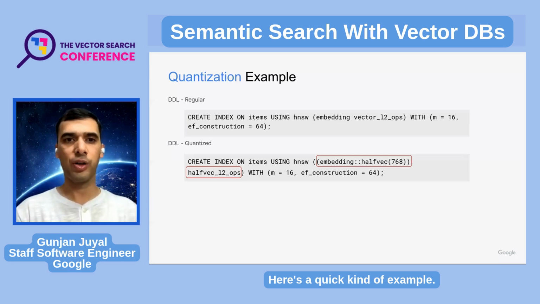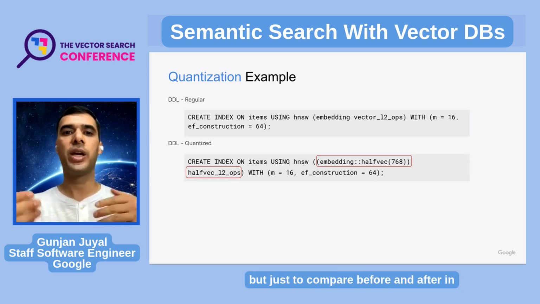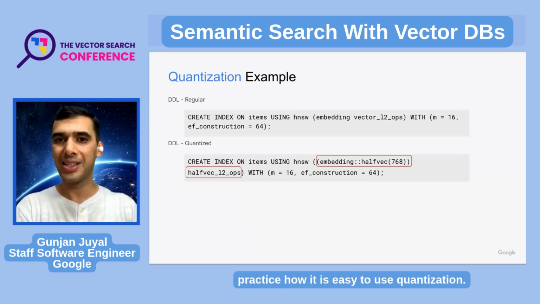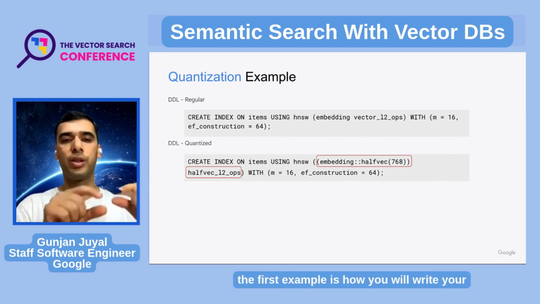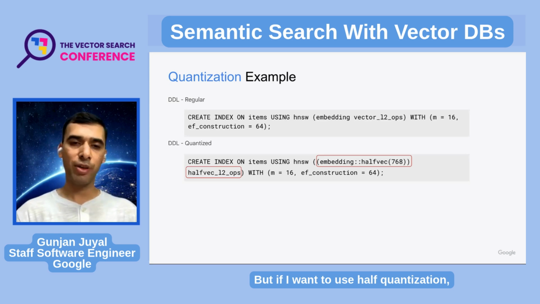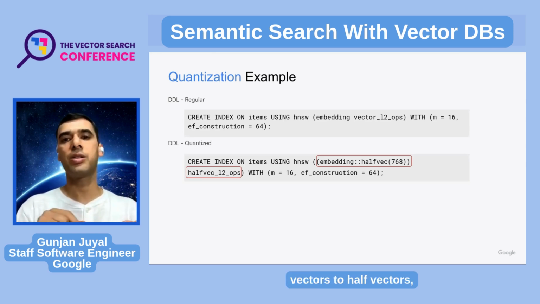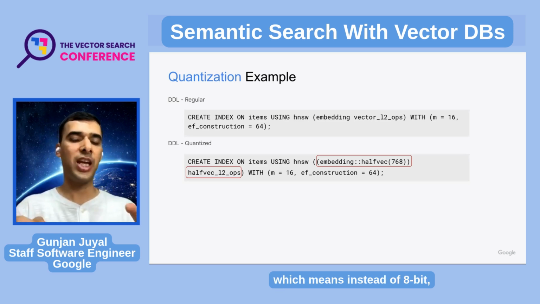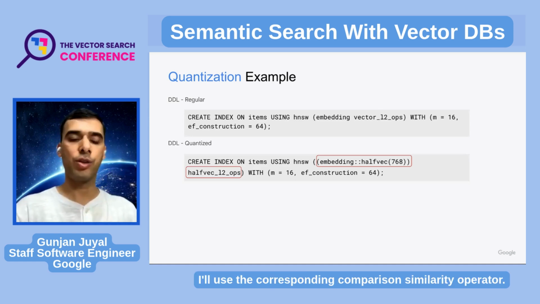Here's a quick example. You need not understand the exact Postgres syntax here, but just to compare before and after, in practice, how easy it is to use quantization. By default, if I'm creating an index using HNSW, the first example is how you would write your DDL. But if I want to use halfvec quantization, I just cast my vectors to half vectors, which means instead of 8 bits, they'll start using only 4 bits on disk and in memory. And accordingly, I'll use the corresponding comparison similarity operator.